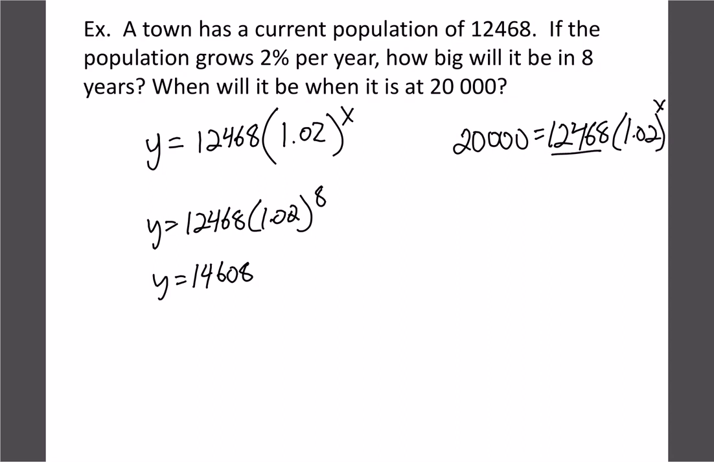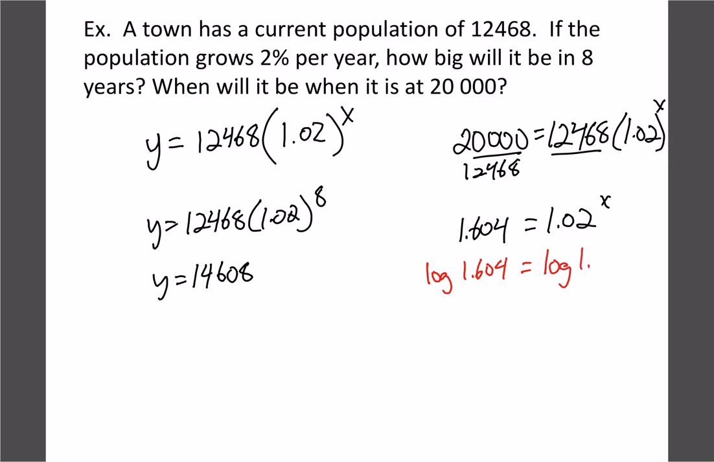So first step would be divide by the 12,468. And let's just do that as a decimal. So 20,000 divided by 12,468 gives us 1.604 equals 1.02 to the x. And this one we can solve by doing logs. We could rearrange it, do our crisscross rule, but here's another little trick that comes in handy. When you get to a situation like this, we can actually just do the log of both sides. Just like on a normal equation, you can square root both sides, you could double it, you could subtract on both sides, whatever the case is.